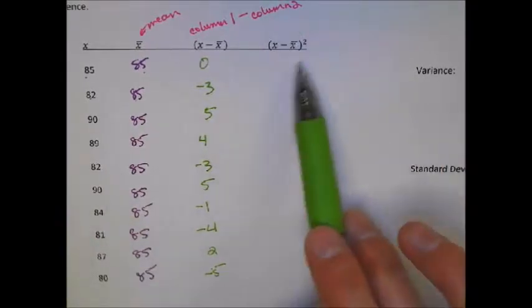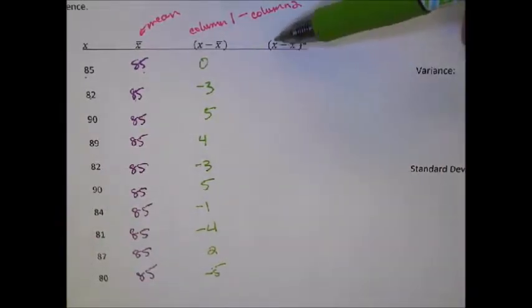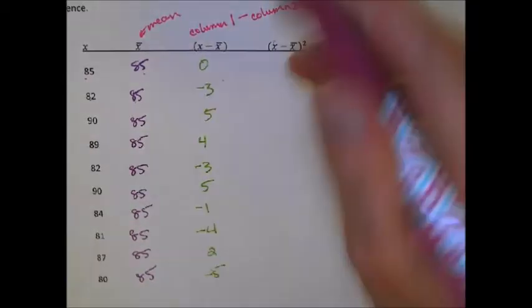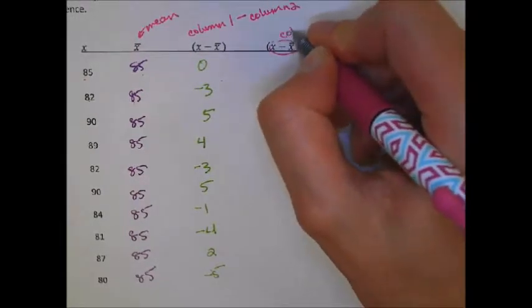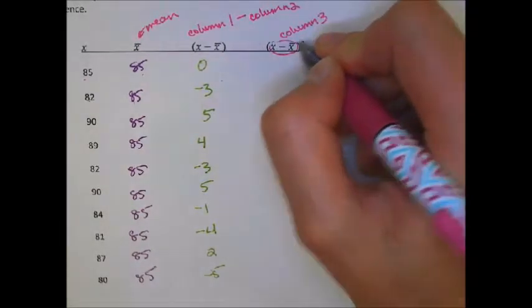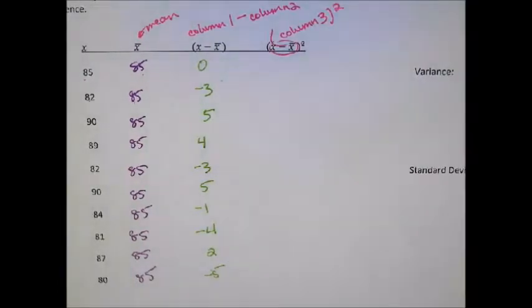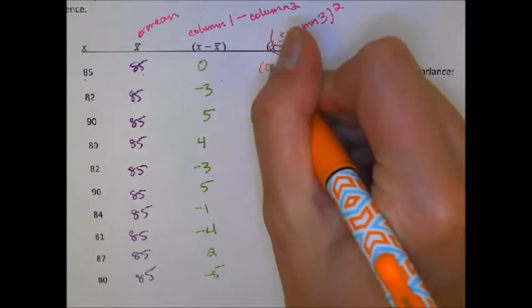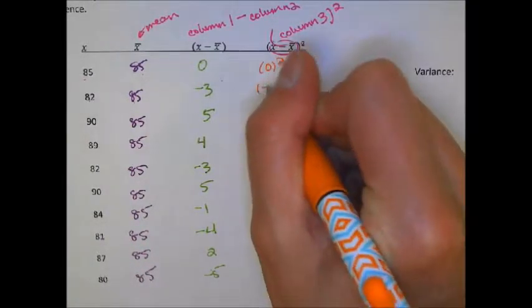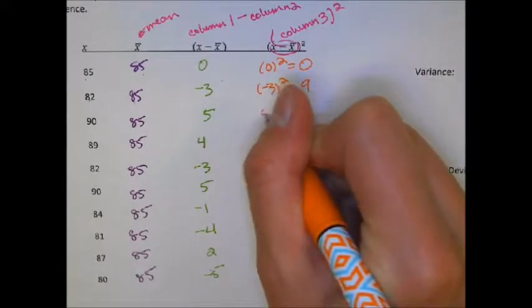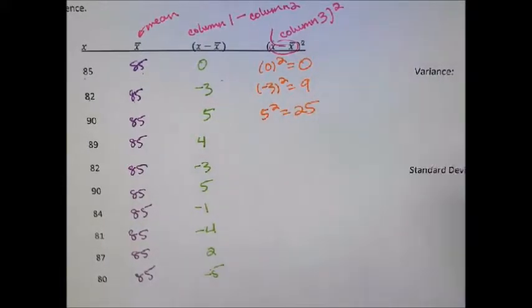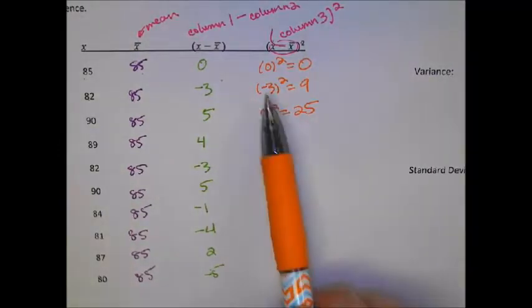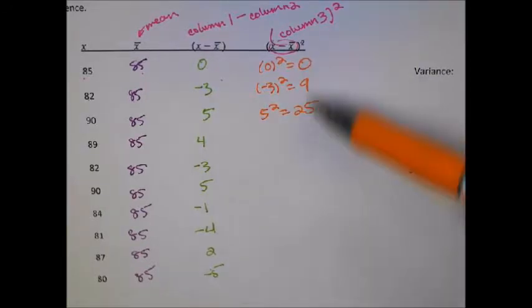All right, this last column says we're taking our x minus x bars. Where do I take my x minus x bars? That's these numbers. So this piece right here is column 3. And then we're going to square it. So we're going to do 0 squared, which is 0. -3 squared, which is 9. 5 squared, which is 25. So we take our third column and we square it. Notice, since we're squaring it, when we square a negative, it becomes a positive. So all of these should be positive.